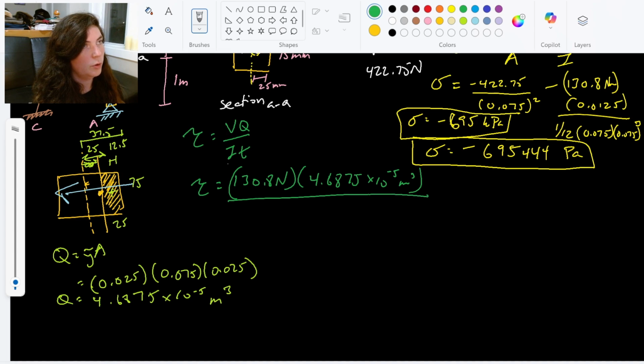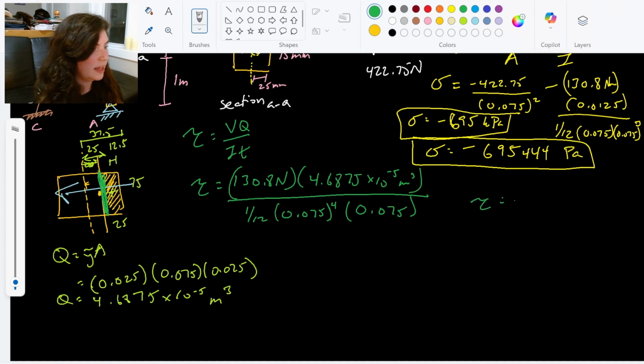All over the moment of inertia, which we did just find. We wrote it out over there, 0.075. I'm going to simplify this to be to the fourth. So it was 0.75 times 0.75 cubed. And then the width at our point of interest is also going to be 0.075. It's that whole entire width.